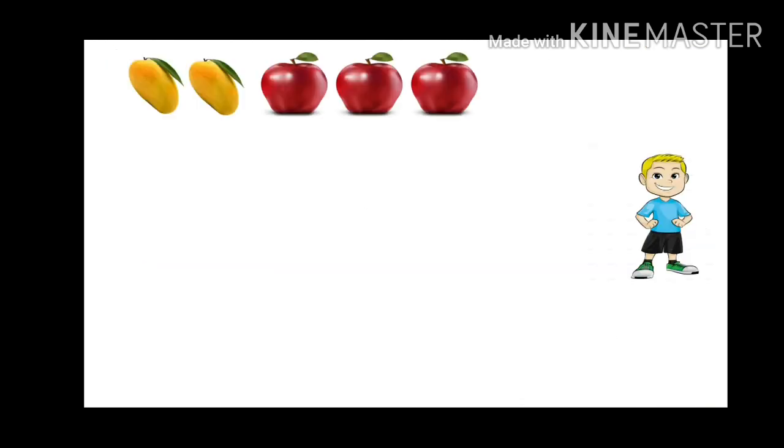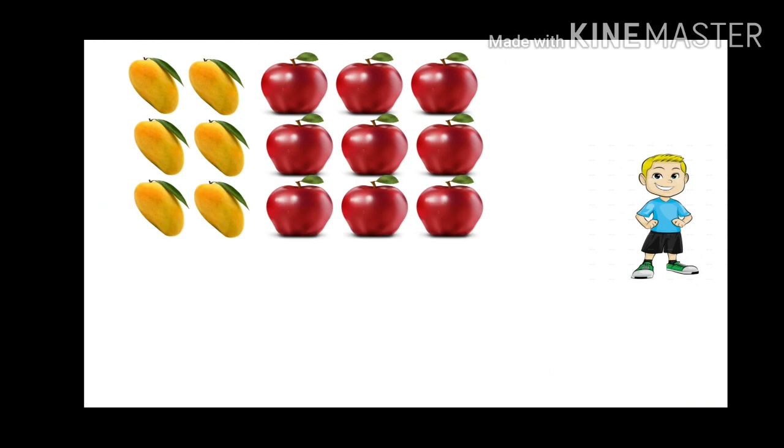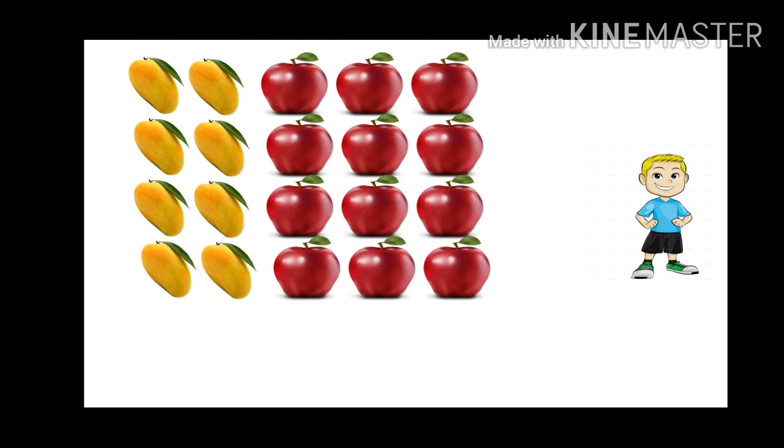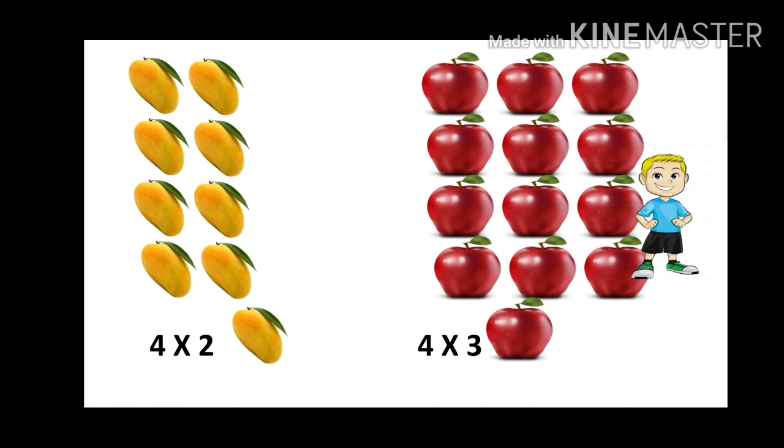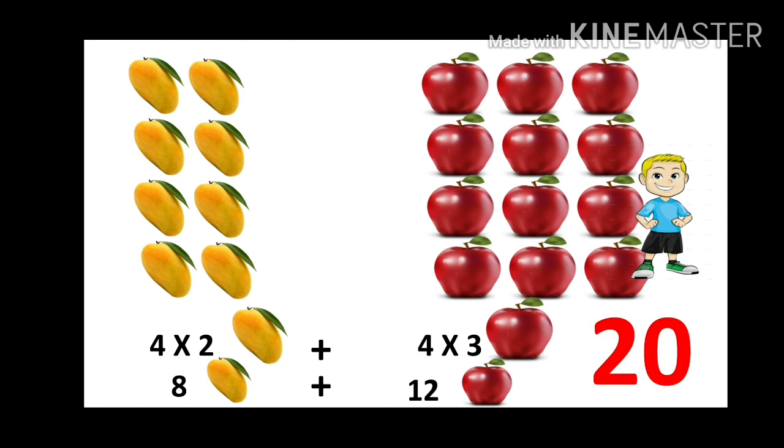Now what Johnny did, he took out all the fruits from those baskets and separated the mangoes and the apples. So he could count there were 4 groups of 2 mangoes and 4 groups of 3 apples. Mangoes were 4 groups of 2 and apples 4 groups of 3. So he added them. Total 8 mangoes and 12 apples. When 8 mangoes and 12 apples are added, he also got 20 fruits. So in both ways they got the answer as 20.